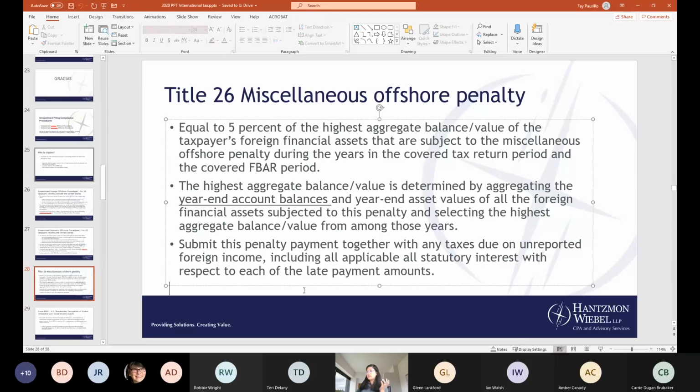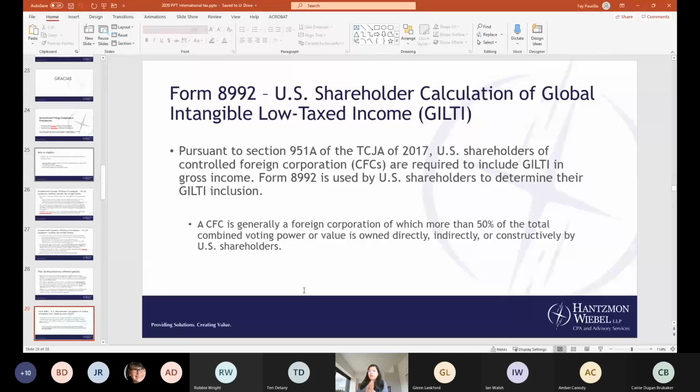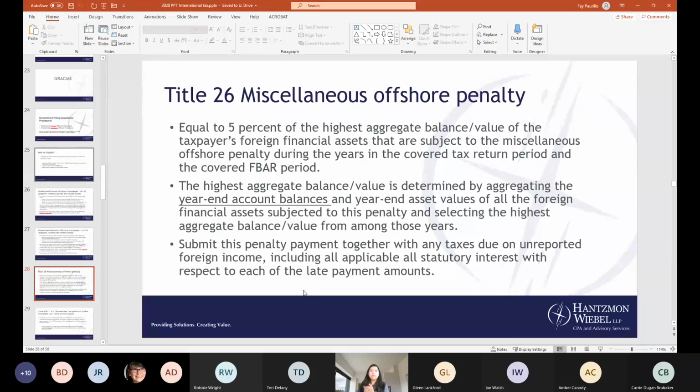And then, so we put that packet together, the 3 amended returns and the 6 FBARs and the certification and the calculation and then the payment. We had to send that over, and the IRS accepted it. So that's how that was helpful to that taxpayer.